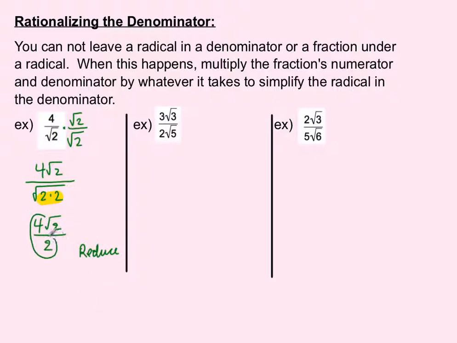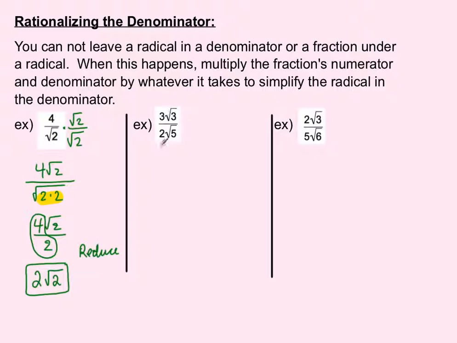I can't reduce a radical with a non-radical, but I can reduce these coefficients with each other. So 4 divided by 2 is 2. The square root of 2 stays the square root of 2, and that's my final answer. So numbers interact with numbers, radicals interact with radicals, and they don't cross groups. All right, our next example.